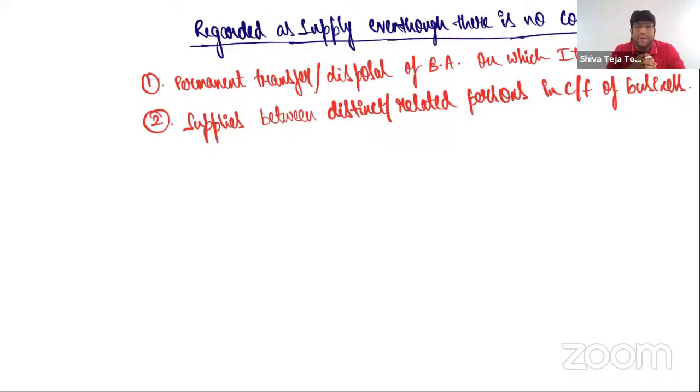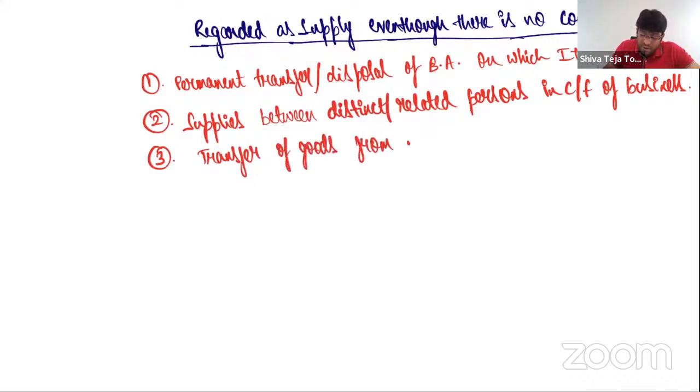Come on, friends, what is the first point? Permanent transfer or disposal of business asset on which ITC is claimed. Second one, supply between distinct or related persons in the course or furtherance of business. Third one, transfer of goods.